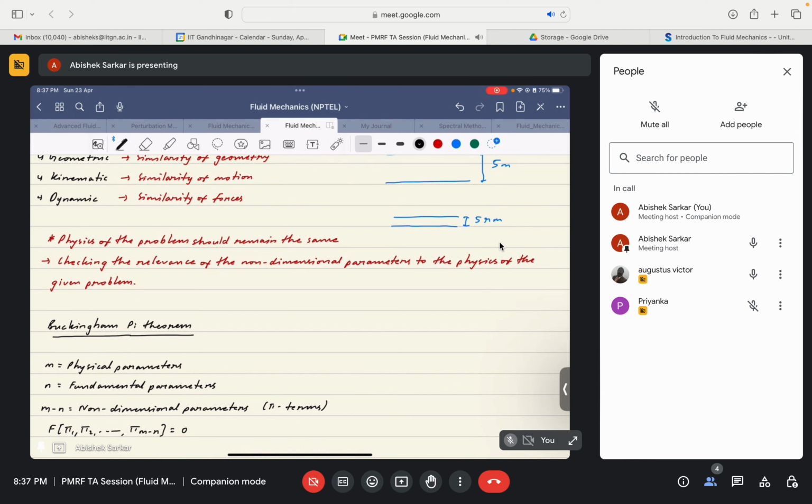n variables in a physical phenomenon, and if these variables contain m fundamental dimensions like M, L, T, then the variables are arranged into n minus m dimensionless terms, and each term is called a pi term, sir.